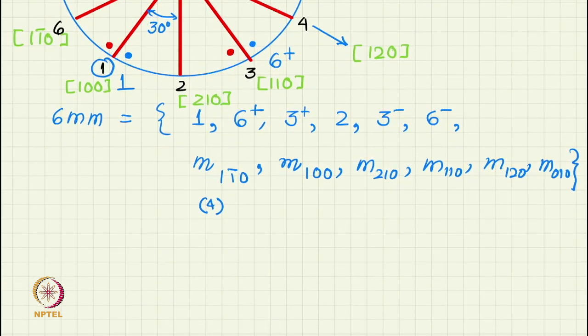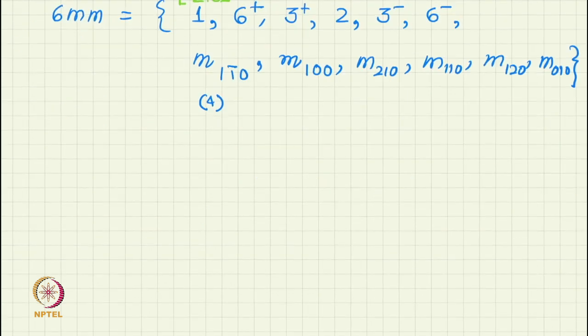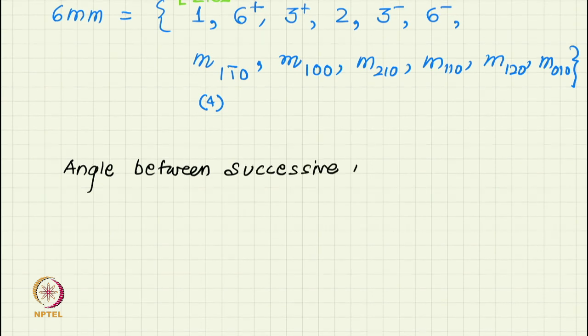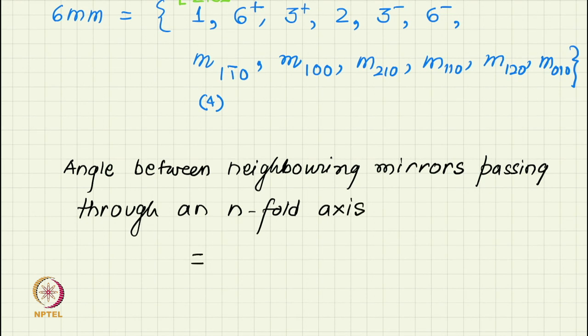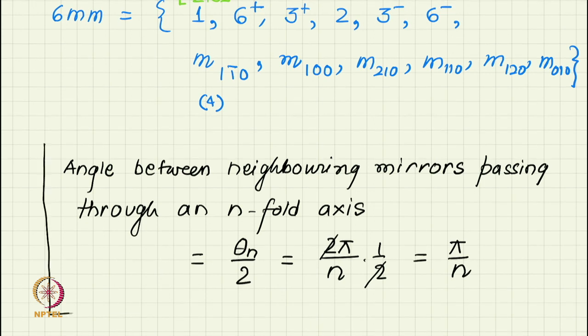So, we can write this observation as a general result: the angle between neighboring mirrors passing through an n-fold axis is theta n by 2, where theta n is the angle of rotation of the n-fold axis. But the angle of rotation of an n-fold axis, as you know, is 2 pi by n. So, it should be pi by n. With this we end this video.